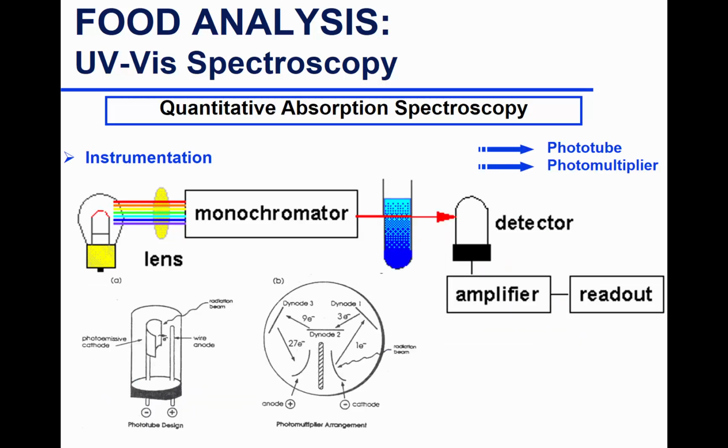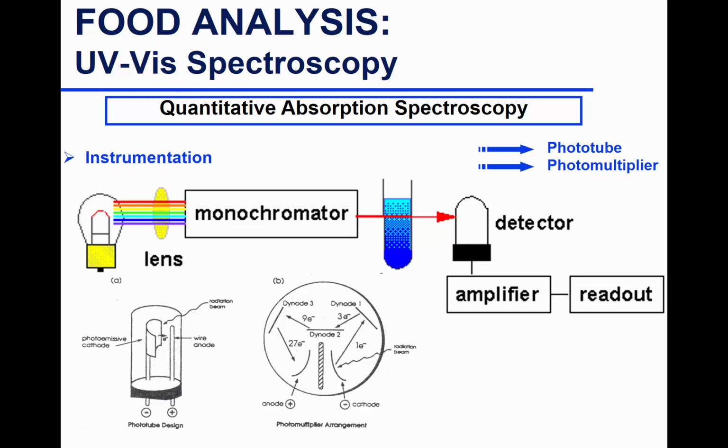And then a monochromatic light will pass through your sample, and then transmitted light will get to your detector, and then the detector will, sometimes you have an amplifier, and then mathematical calculations occur to convert transmittance to absorption. So the detector oftentimes is a phototube detector, and here's what it is.